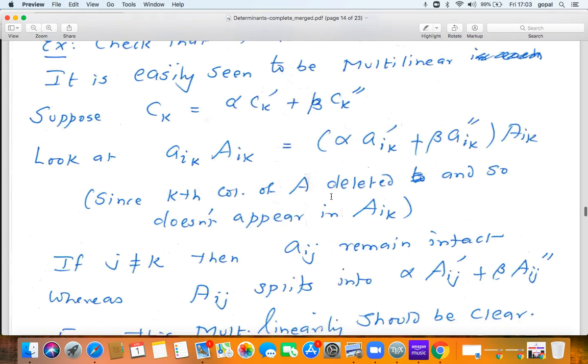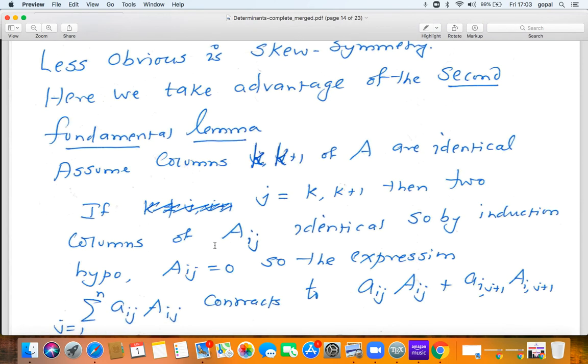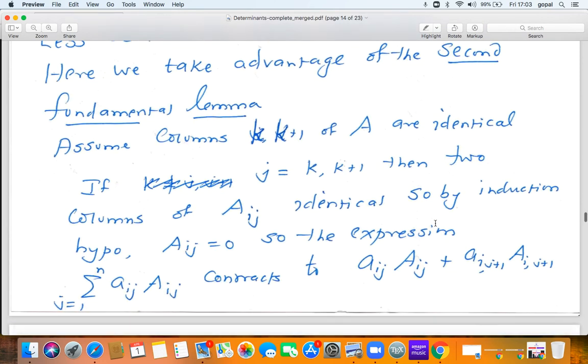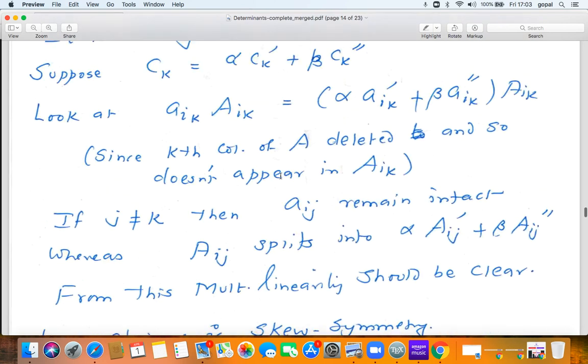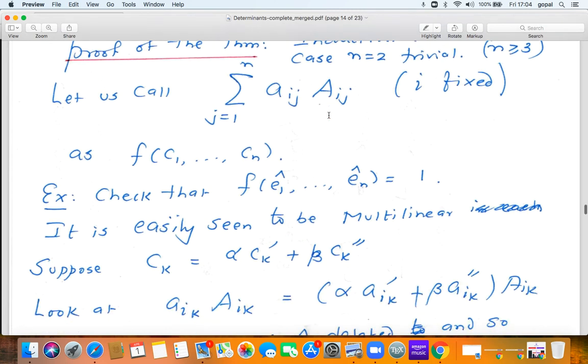So how to prove that when the kth and (k+1)th columns are identical, I'm going to get 0? Now let us look at this term. If j is not equal to k or k plus 1, then two columns in the cofactor are going to be identical. If j is different from k or k plus 1, then the two columns in this cofactor are identical, and that cofactor will disappear by the induction hypothesis.